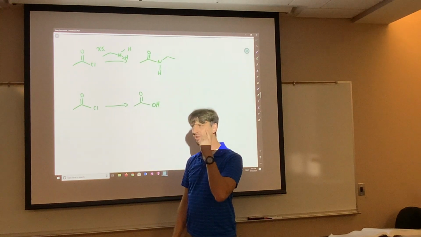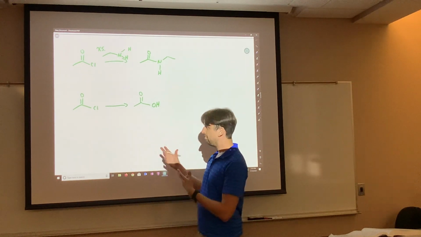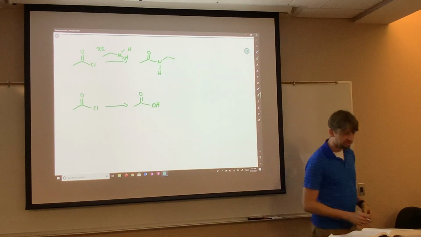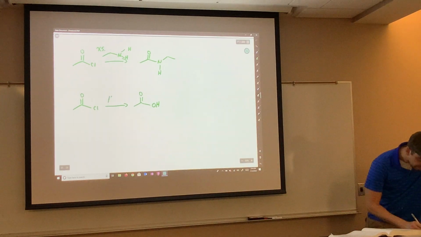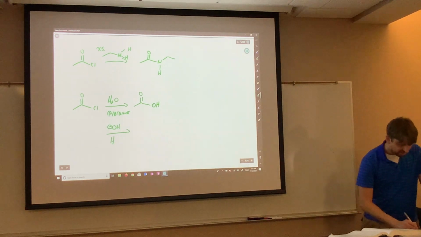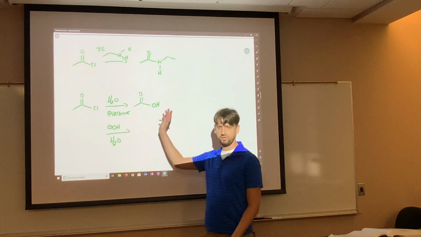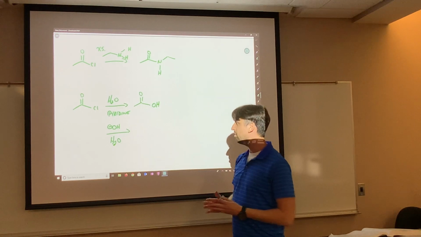Could I just put hydroxide in there? Sure, right? You could just put hydroxide in there, or you could just add water. That would be just fine also, right? H2O with some kind of base. Pyridine again would be just fine. Or you could just add in OH minus, a slightly basic solution, a little bit of hydroxide in water, that would be just fine right there too, okay? So either one of those cases would work.